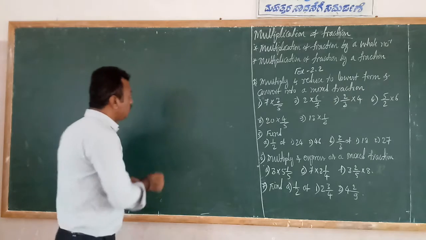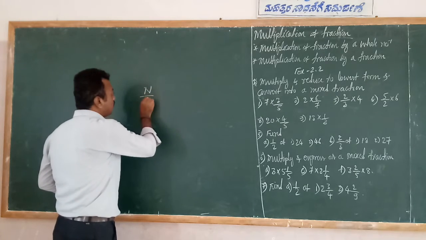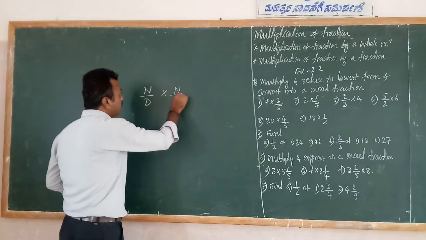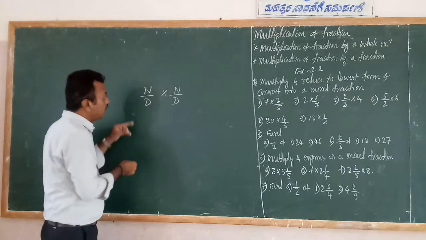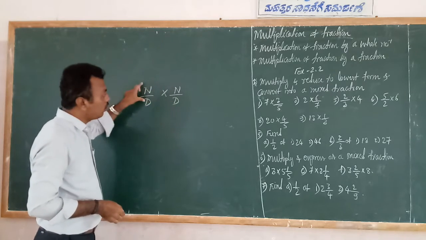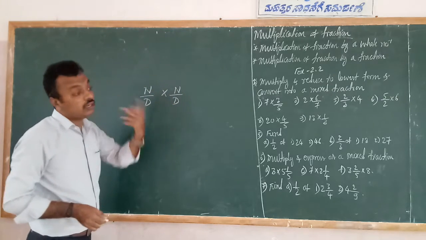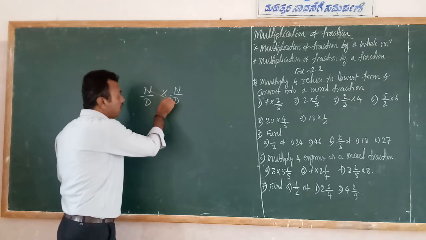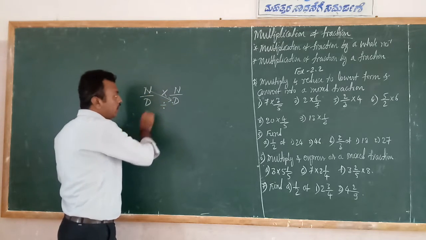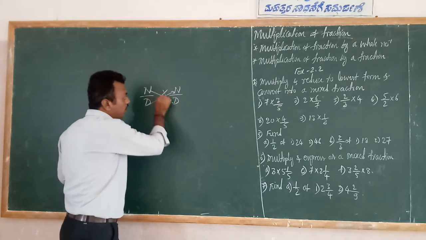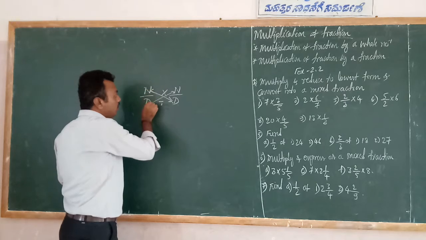What is the rule? See, this is the numerator, this is the denominator. This is one fraction and this is another fraction, with its numerator and denominator. There are two fractions, or more than two fractions. When you are multiplying, a numerator and a denominator have to be divided, and a denominator and a numerator have to be divided. This is division: numerator with denominator, denominator with numerator.